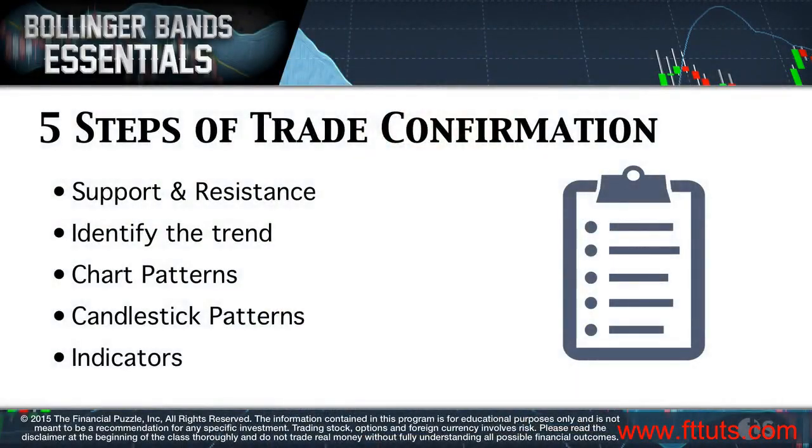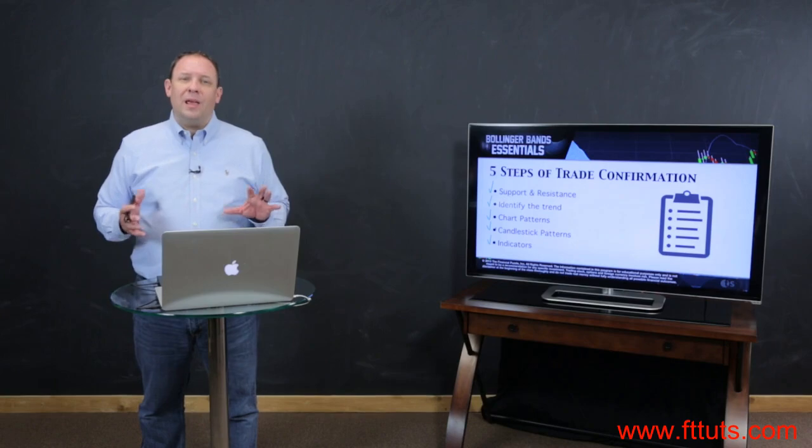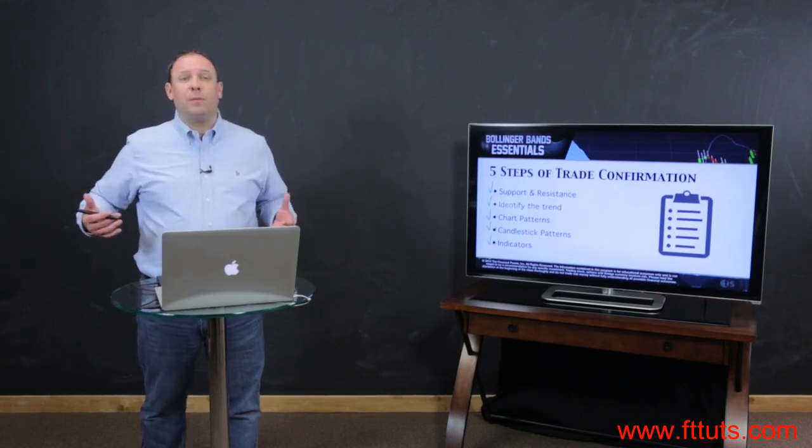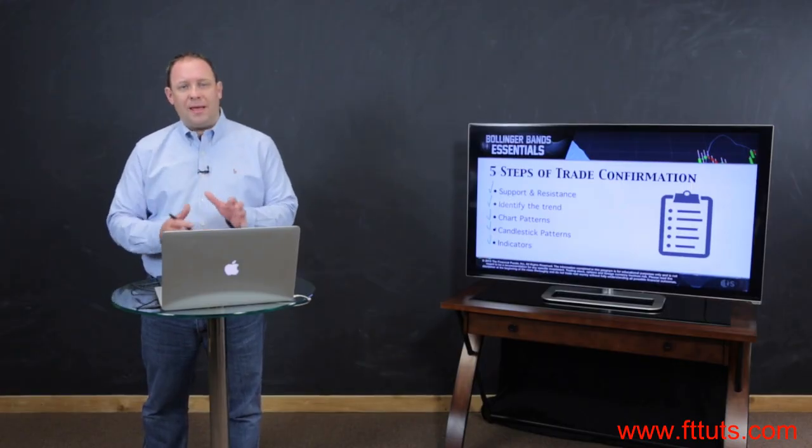The 5 steps to trade confirmation are: number 1, to identify your support and resistance. Next, you need to identify your trend, your chart patterns, your candlestick patterns, and of course, your technical indicators. Now, why do we have all 5 of them? Because each step of the trade confirmation process reveals a different perspective, a different angle on that trade.